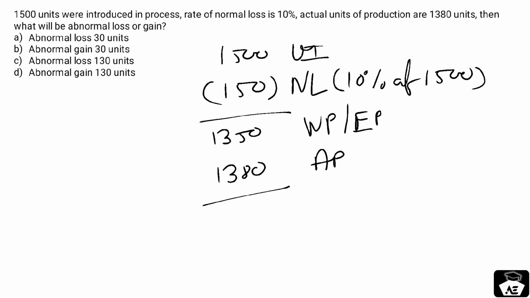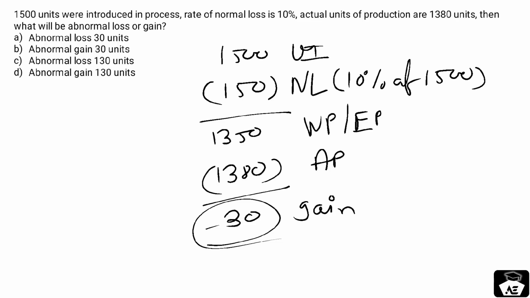So it means your actual production is higher than your expected or normal production. Meaning you are getting more units than you thought. So how many units more are you getting? That is 30 units. So if you deduct this, you will get your answer in negative figure. So this minus 30 is your gain. You were expecting higher loss, but you occurred a smaller loss. So this is your 30 units abnormal gain. So the correct option is abnormal gain 30 units. Moving to next question.